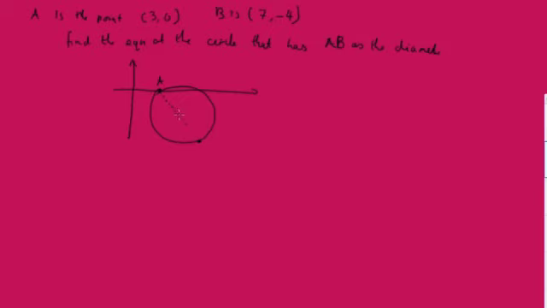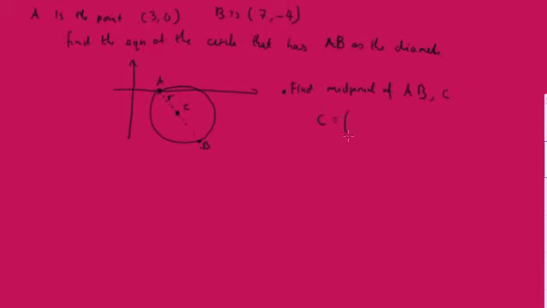Because AB is the diameter, the halfway point of AB must be the centre C, and from C to A or C to B, that must be the radius. So we need to find the midpoint of AB, and that would be C.